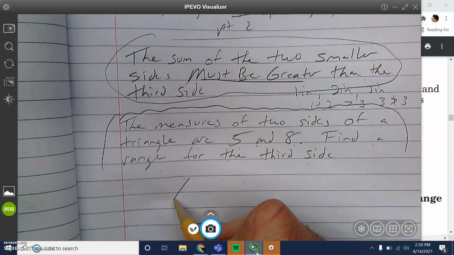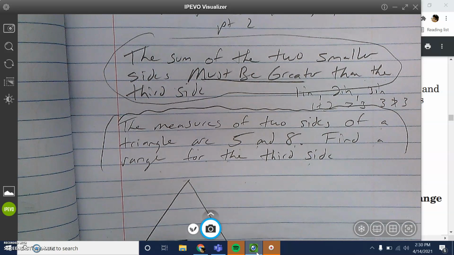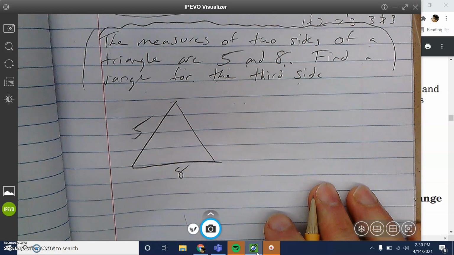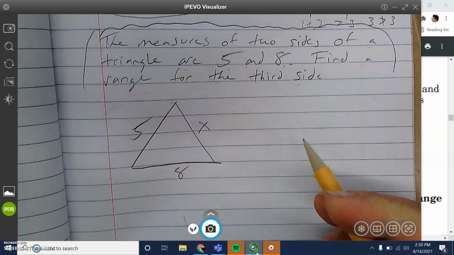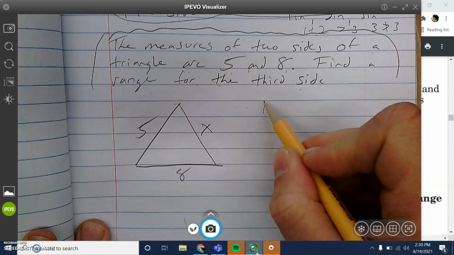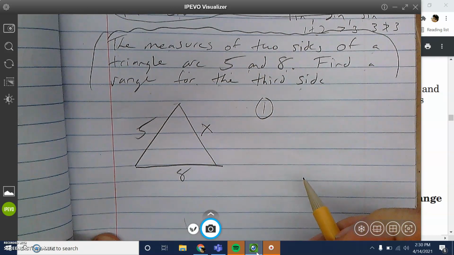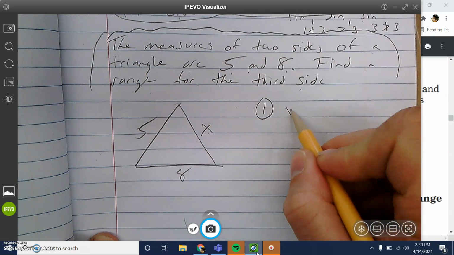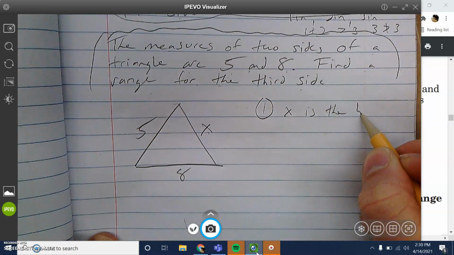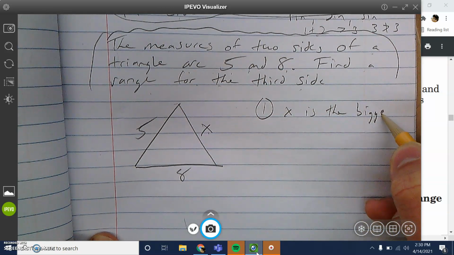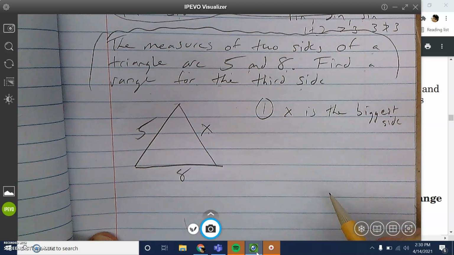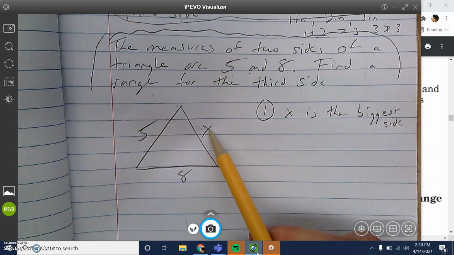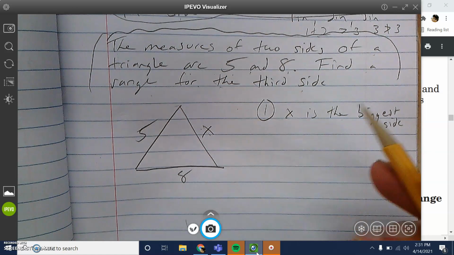So this is what we do. Let's draw a triangle. Let's say this is 5, and let's say this is 8, like that. And then let's call the next one x. We don't know. That's the third side. So there are 2 possible outcomes of this. Number 1 is that x is the biggest side. Write that down. x could be the biggest side because this could be 9, this could be 10, this could be 10.2, this could be 1,000,000.